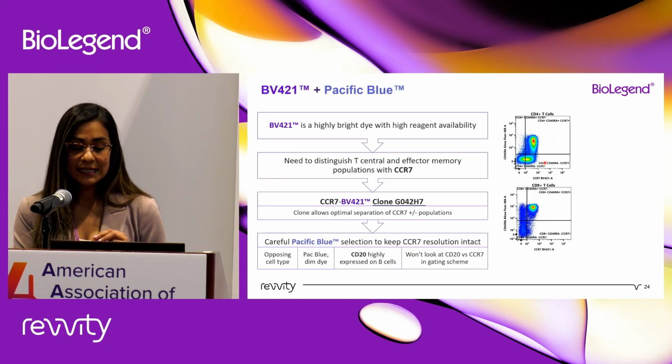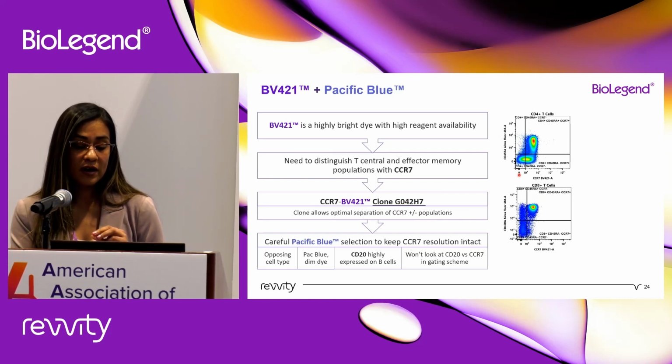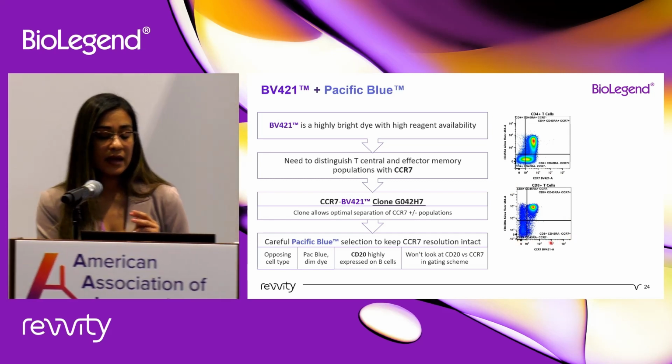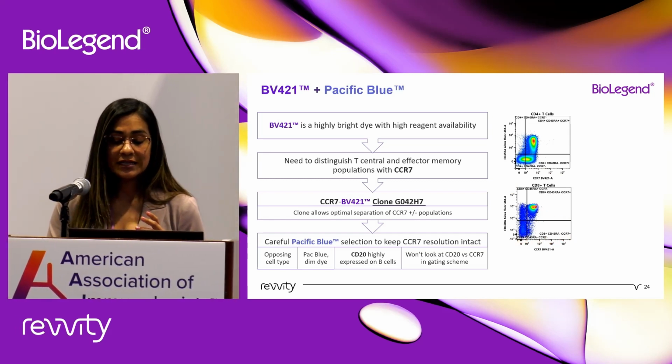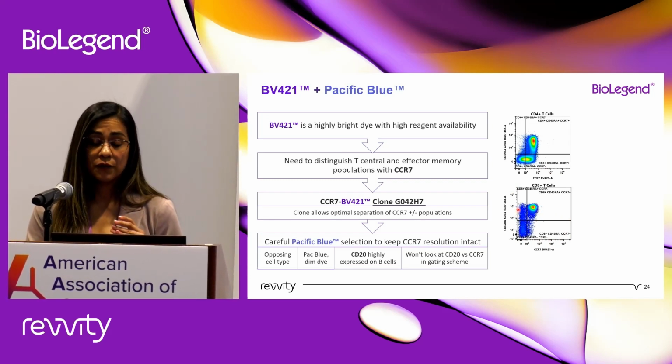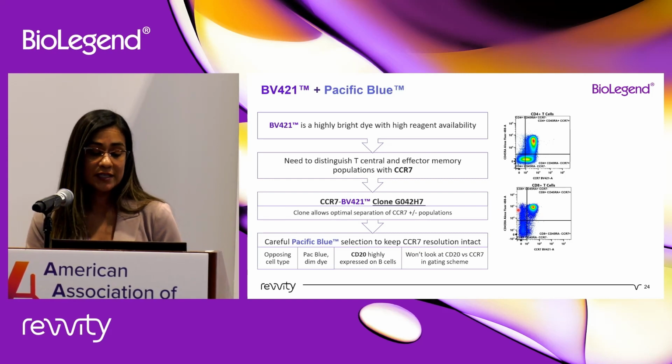As you can see in this example, when we gate on CD4 or on CD8, CCR7 is in this axis, and you can see how we can maintain a good resolution between positive and negative. So for that reason, this will be our option for CCR7.